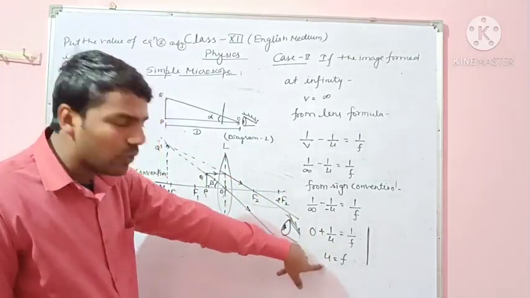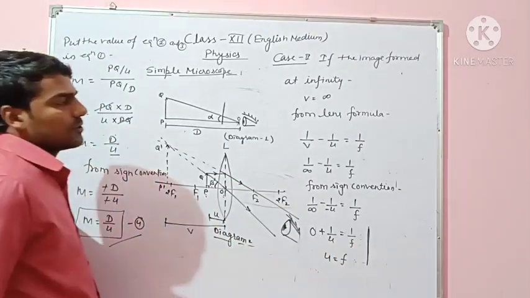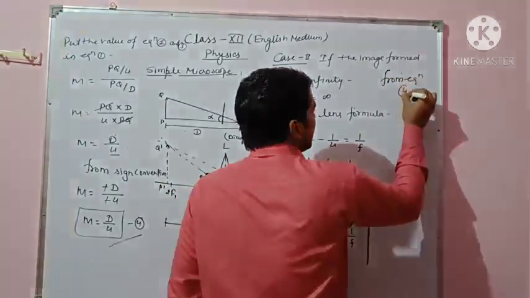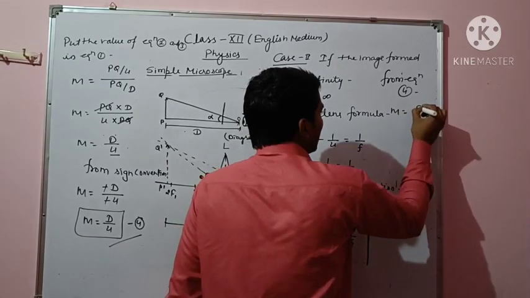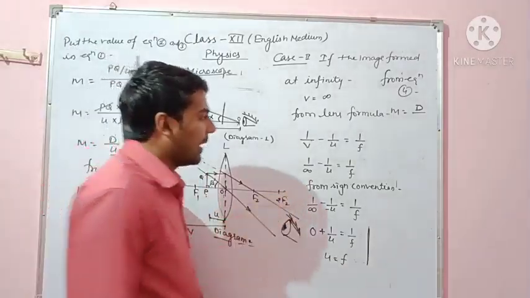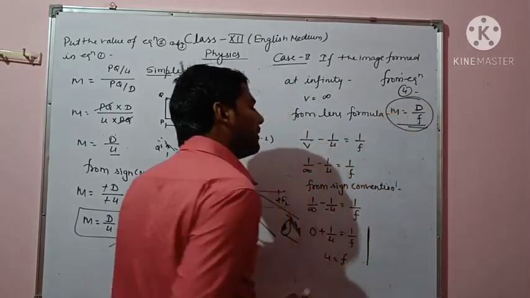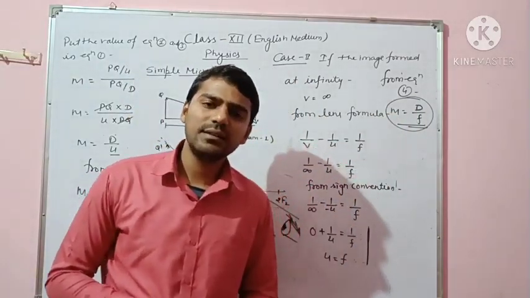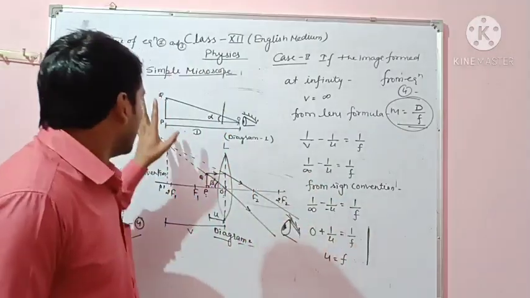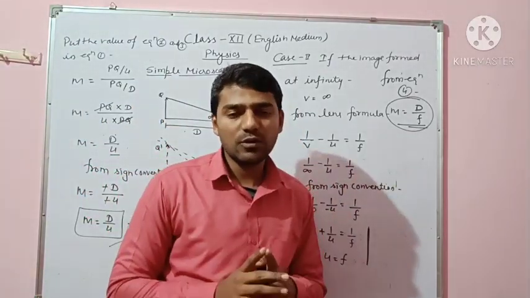We put the value of the object distance in equation 4. From equation 4, m equals d upon u. Here the value of u equals f, so m equals d upon f. This is the formula of angular magnification when the image is formed at infinity. Our topic simple microscope is completed. In our next class we study compound microscope.